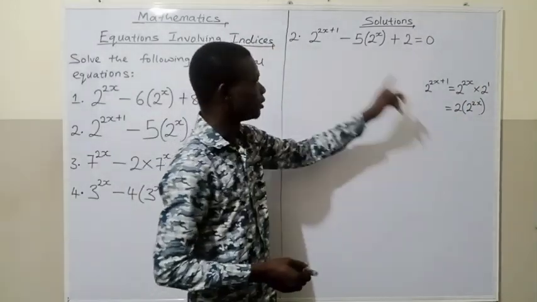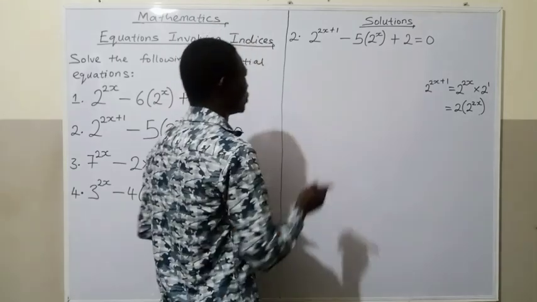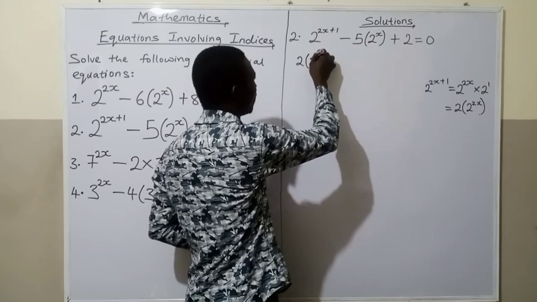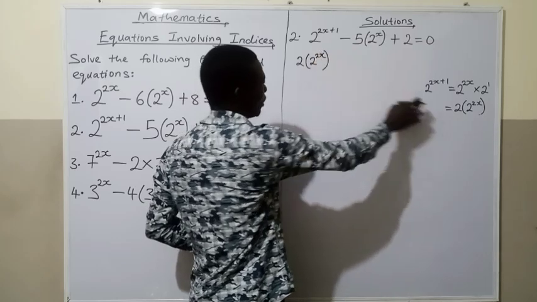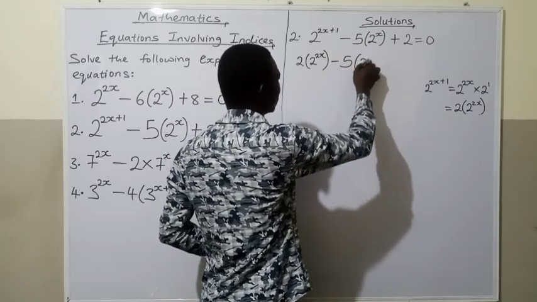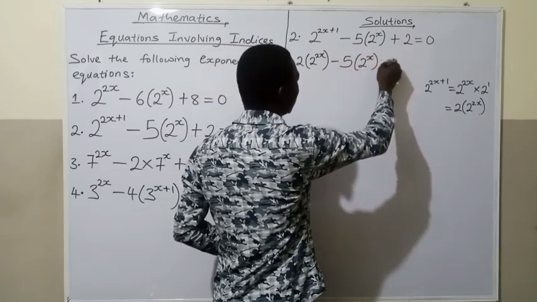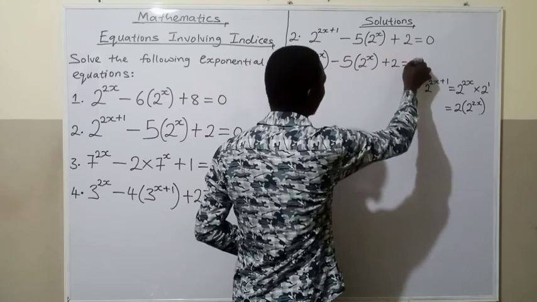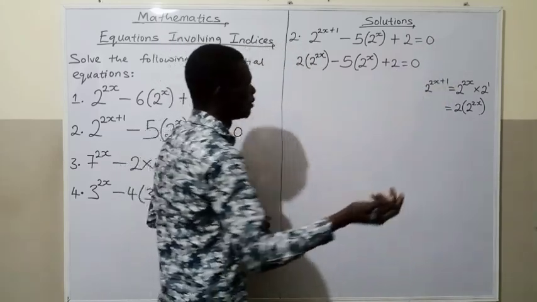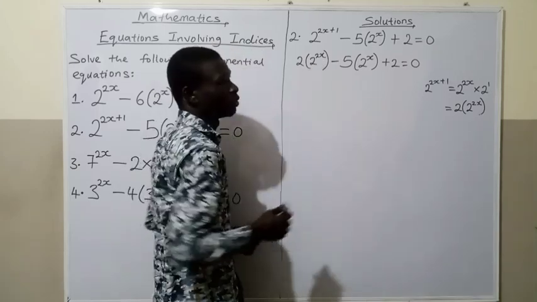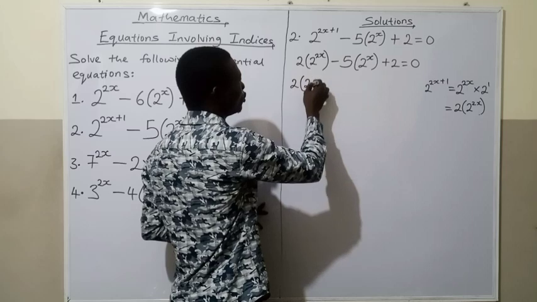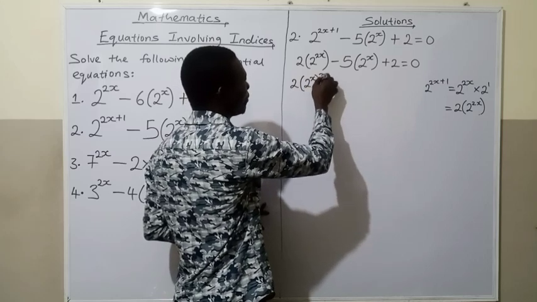Alright, so we are going to use what has been broken down in the question. So we'll now have 2 open bracket 2 raised to power 2x, as we had it here, minus 5 open bracket 2 raised to power x, and then plus 2. This is equal to 0. So this is what our question has become now. And like we had it before, in the place of 2 raised to power 2x, we'll have 2 open brackets 2 raised to power x and then raised to power 2.